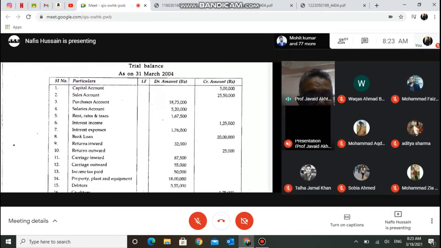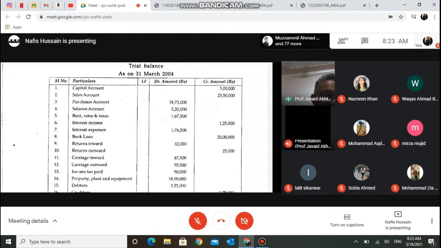Now, the 7th example. Ultimately, did you earn more or did you pay more? Paid more. Yes, paid more, because paid is 176 and earned is 125. So how much did you pay more? 51,000. That is the difference between the two. That means this company paid more interest than it received, and this is the situation.